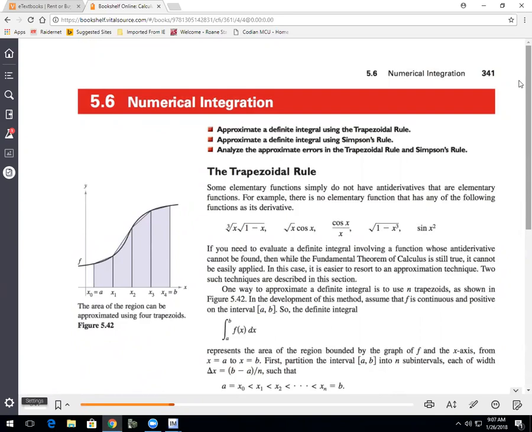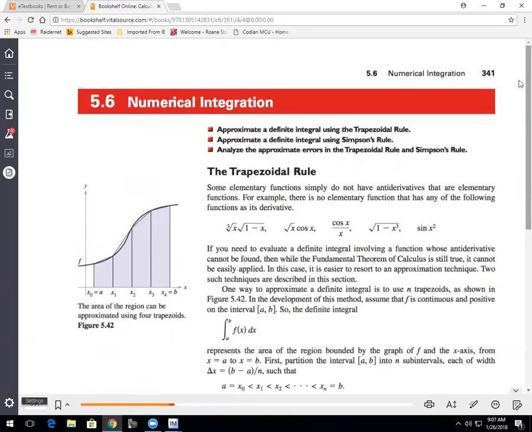Now, the second fundamental theorem of calculus guaranteed that over any interval over which a function is continuous, that function has an antiderivative. Second fundamental theorem of calculus guaranteed us that, but it very cleverly didn't guarantee us we could find it. See the difference? It guaranteed there was one. It didn't guarantee we could find it.